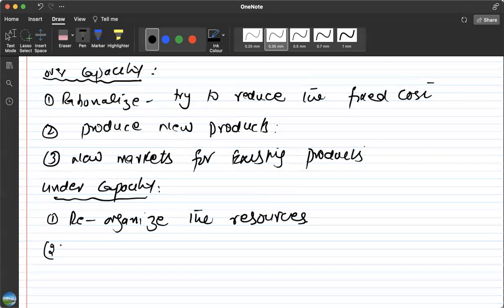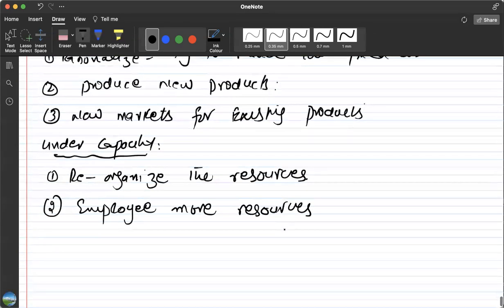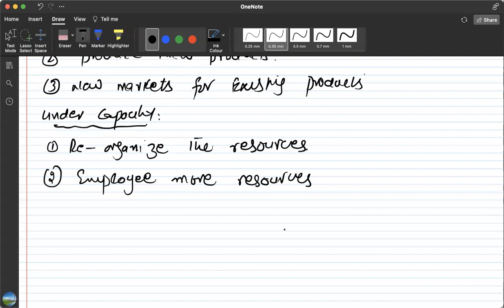If we have enough resources, we can employ more resources. If we have enough funds, if we have enough capital, we can employ more resources. By employing more resources, I mean we can buy new equipment, for example, that can produce more. We can hire more employees that can do more production.